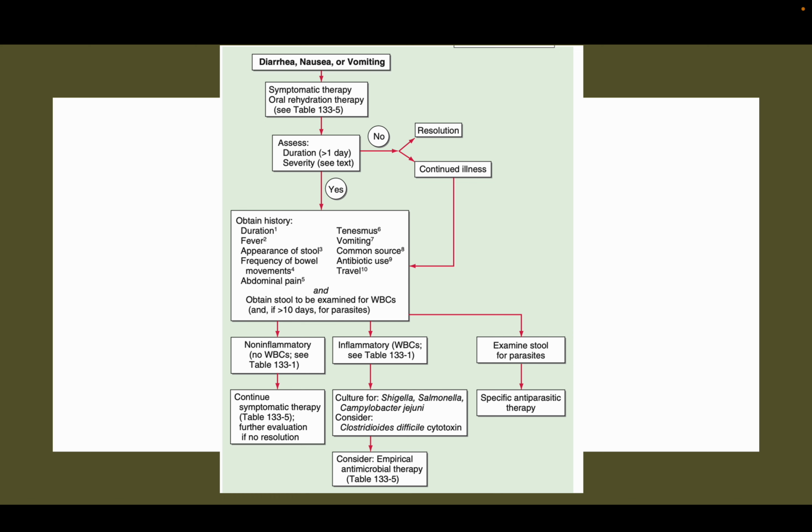So this is diarrhea. You should ask for all the history: duration, fever, any stool history, abdominal pain. Is there any recent antibiotic use, any travel history? Non-inflammatory, you just give symptomatic management, and no transmission.